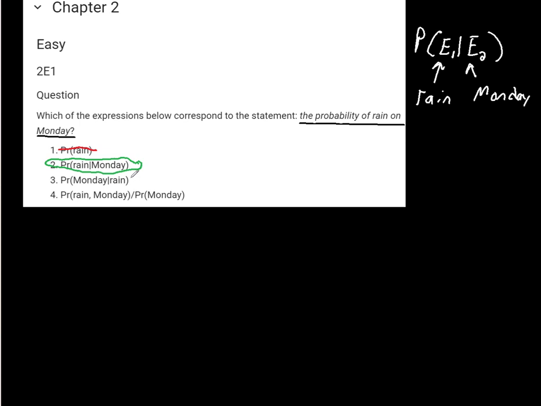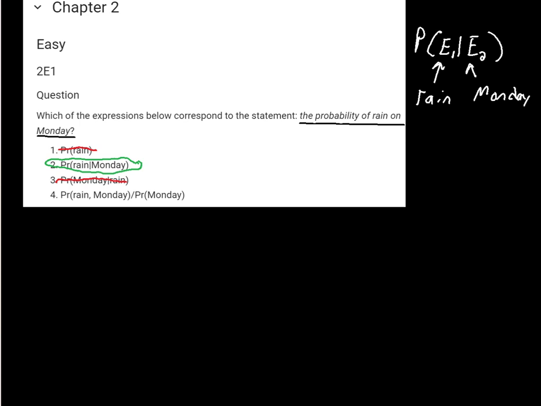If we go down then to number 3, we see the probability of Monday given rain. So in other words, what is the probability that today, say, is Monday, given that it is raining outside? Now this is a legitimate conditional probability, but this is actually the reverse of what we want. Remember, we wanted the probability of rain given that it is Monday. This is giving us the probability of Monday given that we notice rain. So that is not correct, although it is a conditional probability.